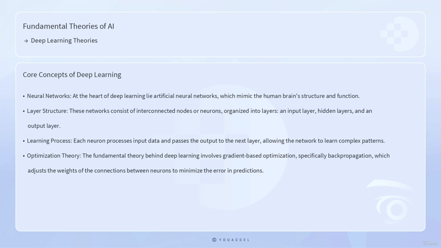The fundamental theory behind deep learning involves gradient-based optimization, specifically backpropagation, which adjusts the weights of the connections between neurons to minimize the error in predictions. This process is repeated iteratively to improve the model's accuracy.